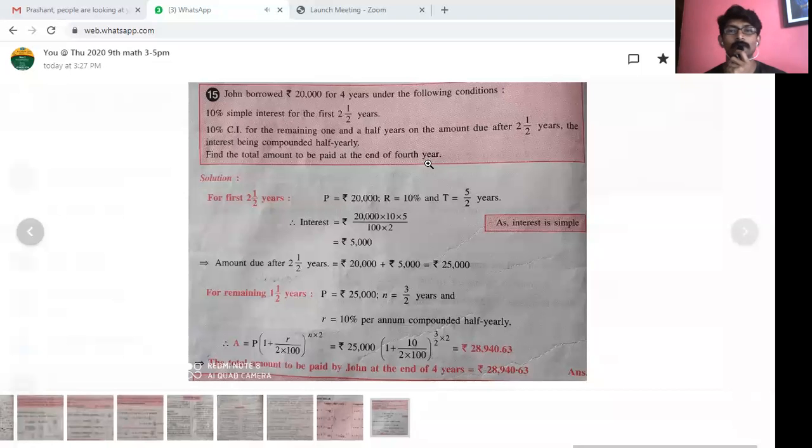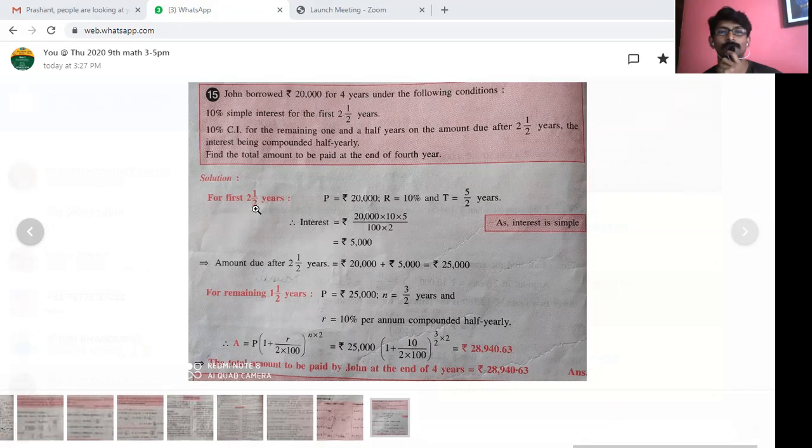See, understand students, what is happening? What exactly has happened in this particular sum? John has borrowed rupees 20,000 at 10% simple interest for the first 2.5 years. So we have to calculate the interest, because you can directly calculate the interest since it is the simple interest formula.